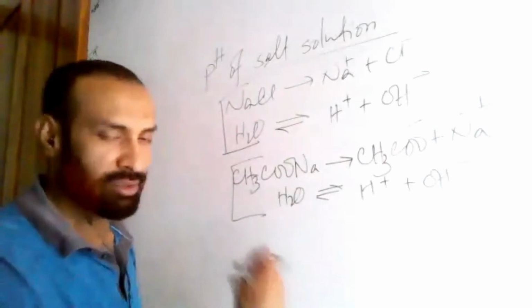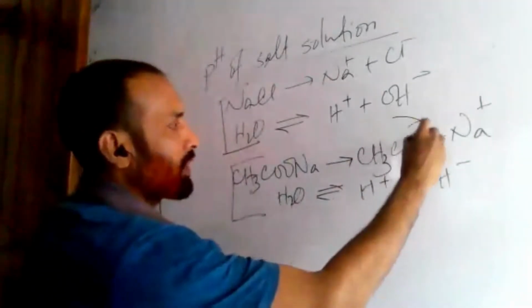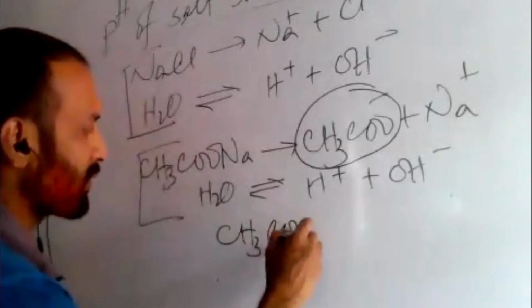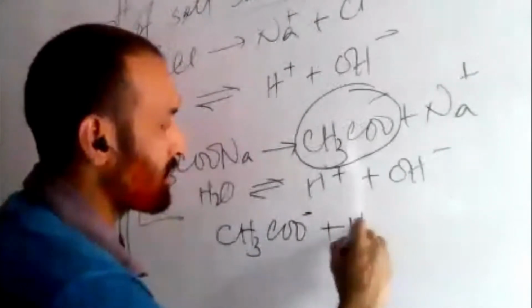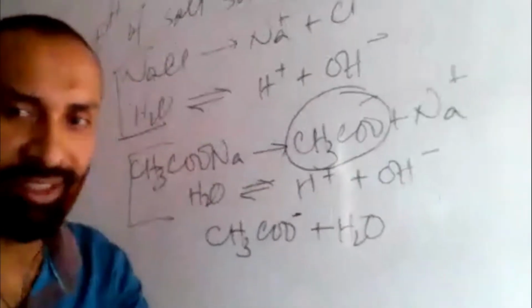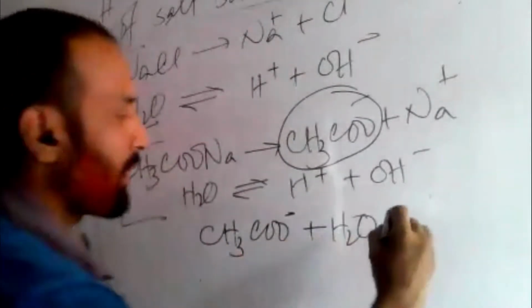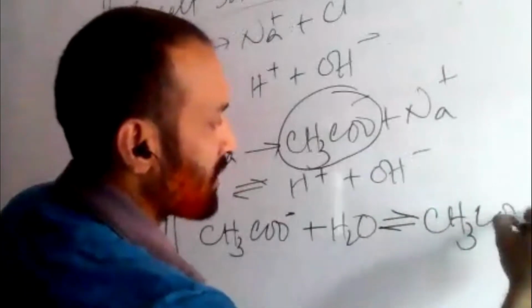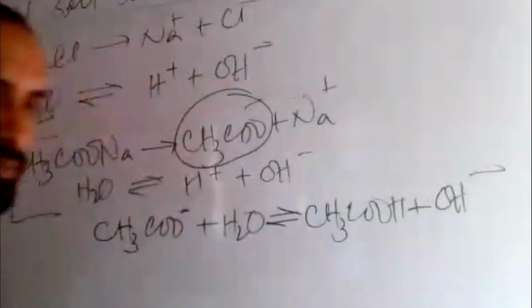This will have a different pH, and how does this affect the pH? Look at this. Focus on this ion. I write this ion here, CH3COO minus. This is the ion, and water is also there because it is an aqueous solution. This ion and water may react, and when these two react, this gives CH3COOH, and then another thing, which is OH minus ion.